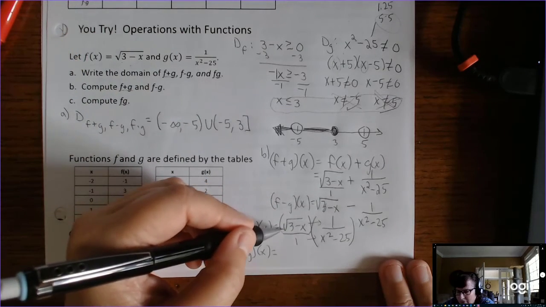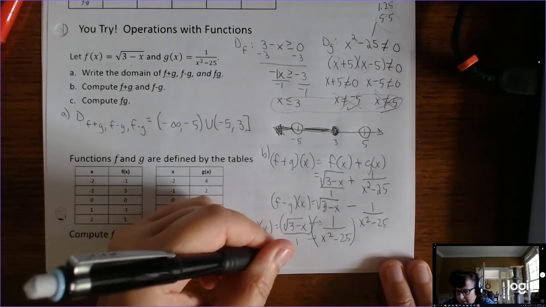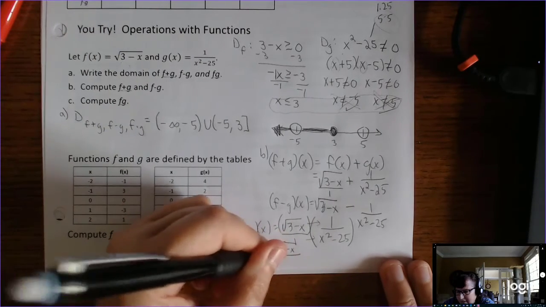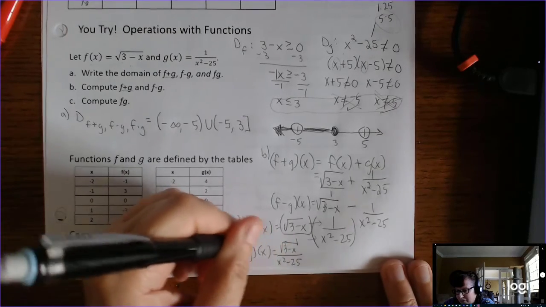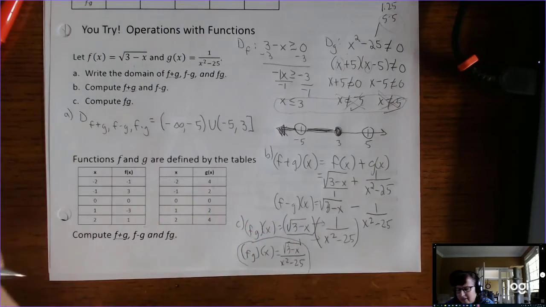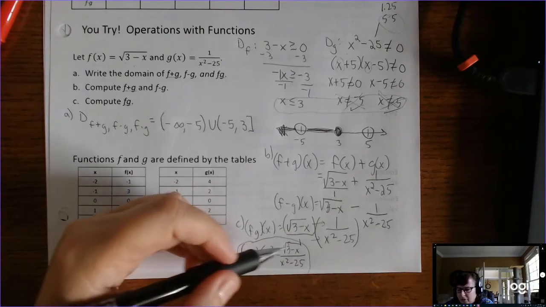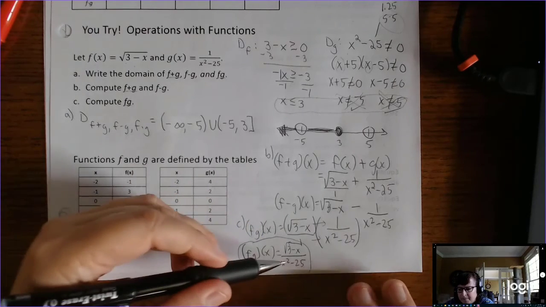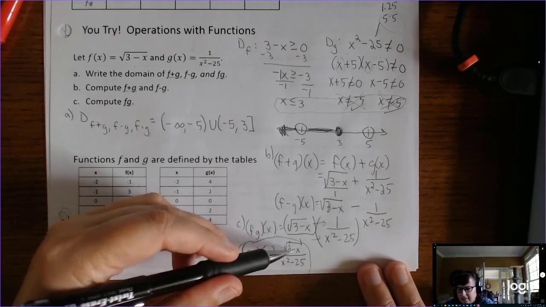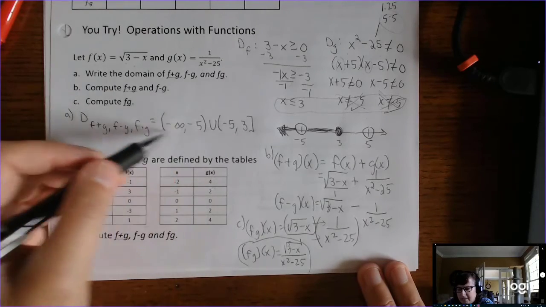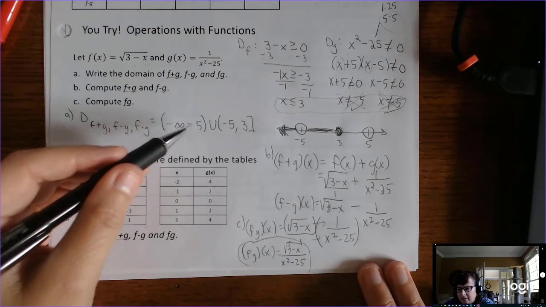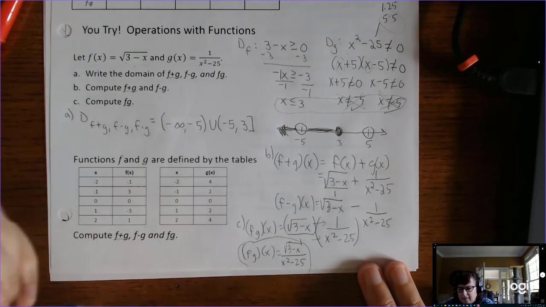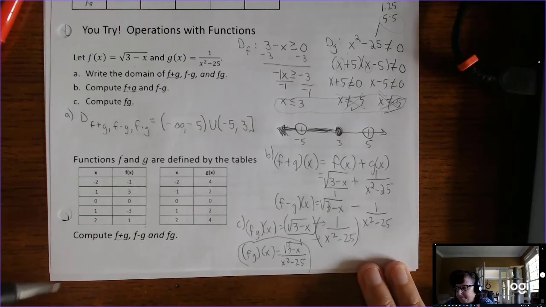So square root of 3 minus x times 1 is square root of 3 minus x. And 1 times x squared minus 25 is x squared minus 25. So that's worth simplifying. You end up with a rational function with a radical on the top. And you can see that this means that all the numbers have to be less than or equal to 3, but they can't be 5, and they can't be negative 5. So that domain checks out.